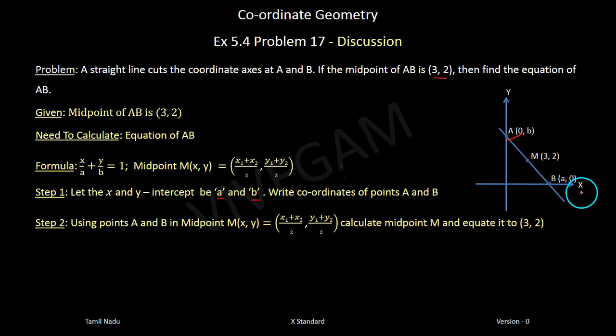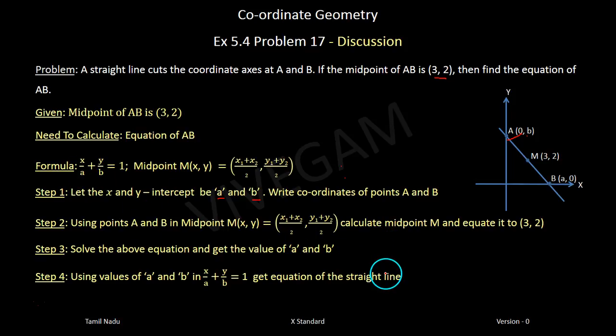That is b plus 0 divided by 2, that's equal to 2, from which b can be calculated. So from this step, you will be able to get the values of a and b. Once you have the value of a and b, what is next? Next is basically substitute that in this equation and simplify the equation. So once you have the value of a and b, you just need to write it in x by a plus y by b equal to 1 and simplify it to get the equation of the required line.